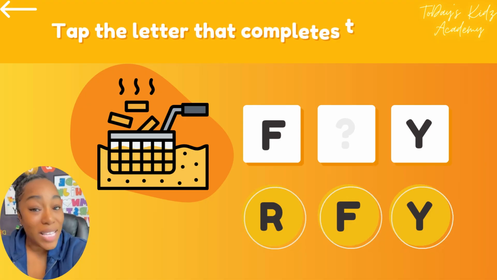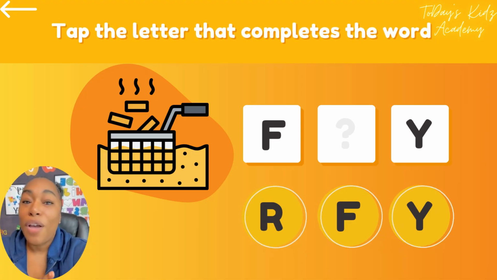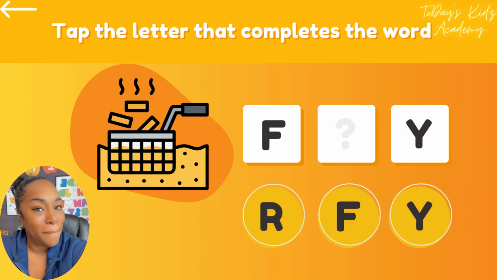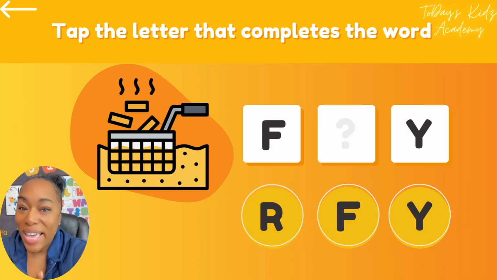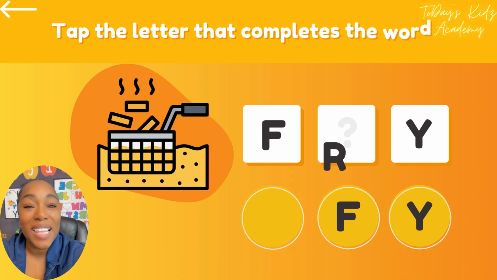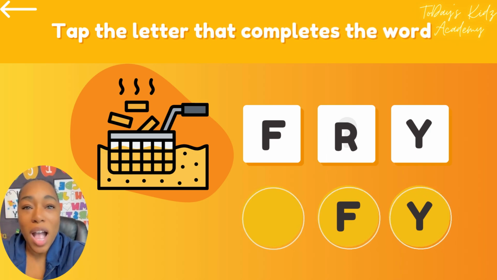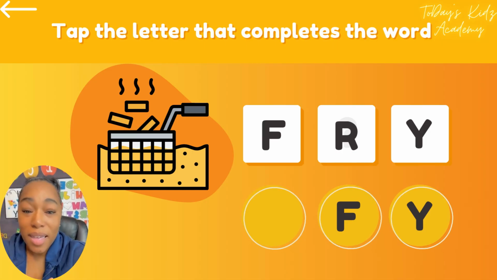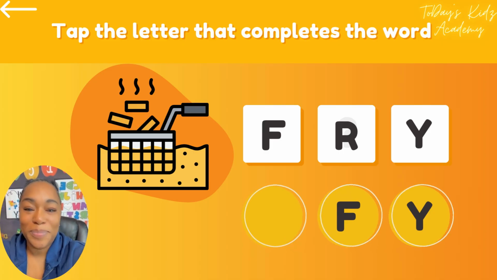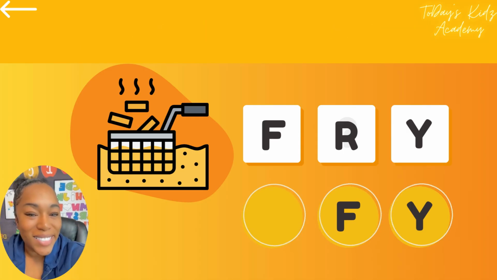Tap the letter that's missing in the word fry. Fry. Let's see if you guess it right. R is the missing letter in fry. Can you spell fry with me? F-R-Y. Fry. Good job, guys.